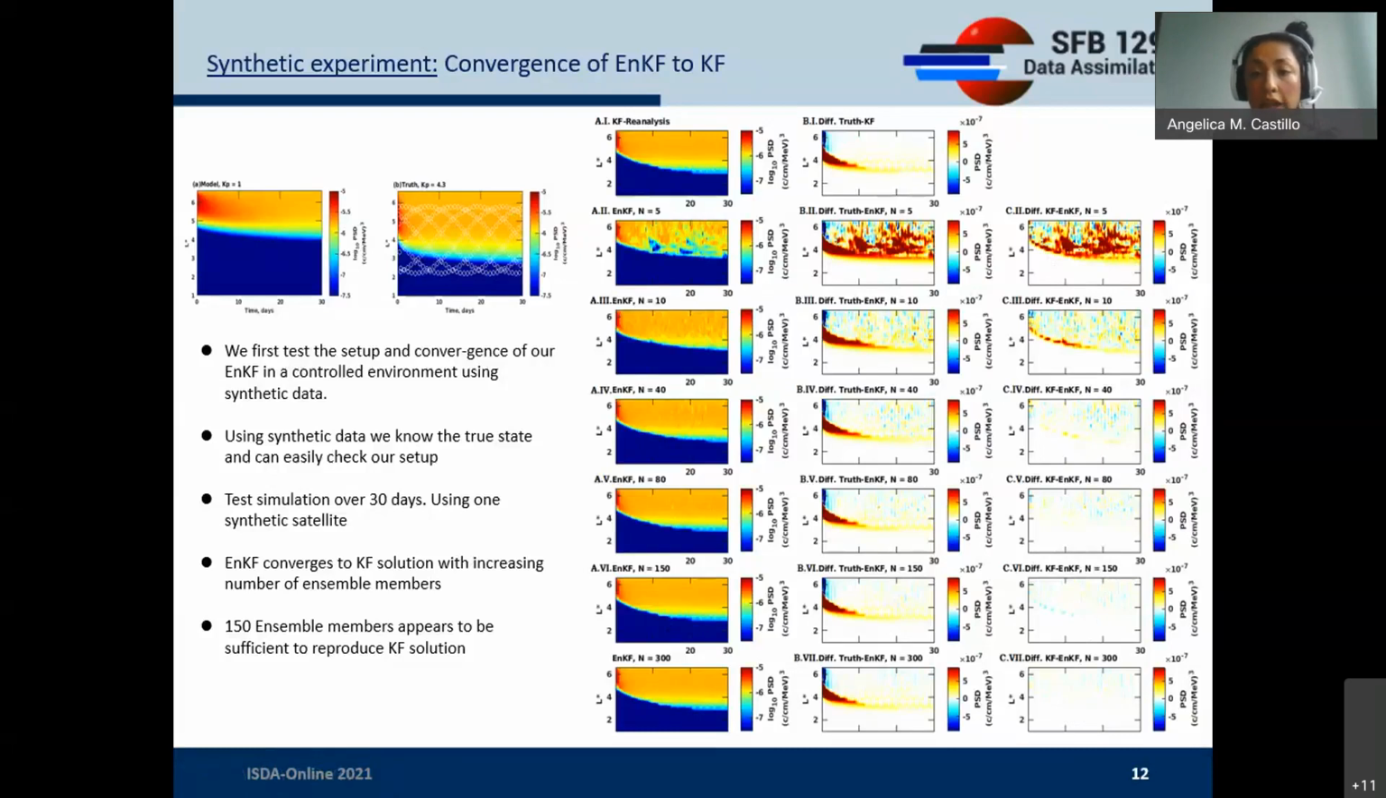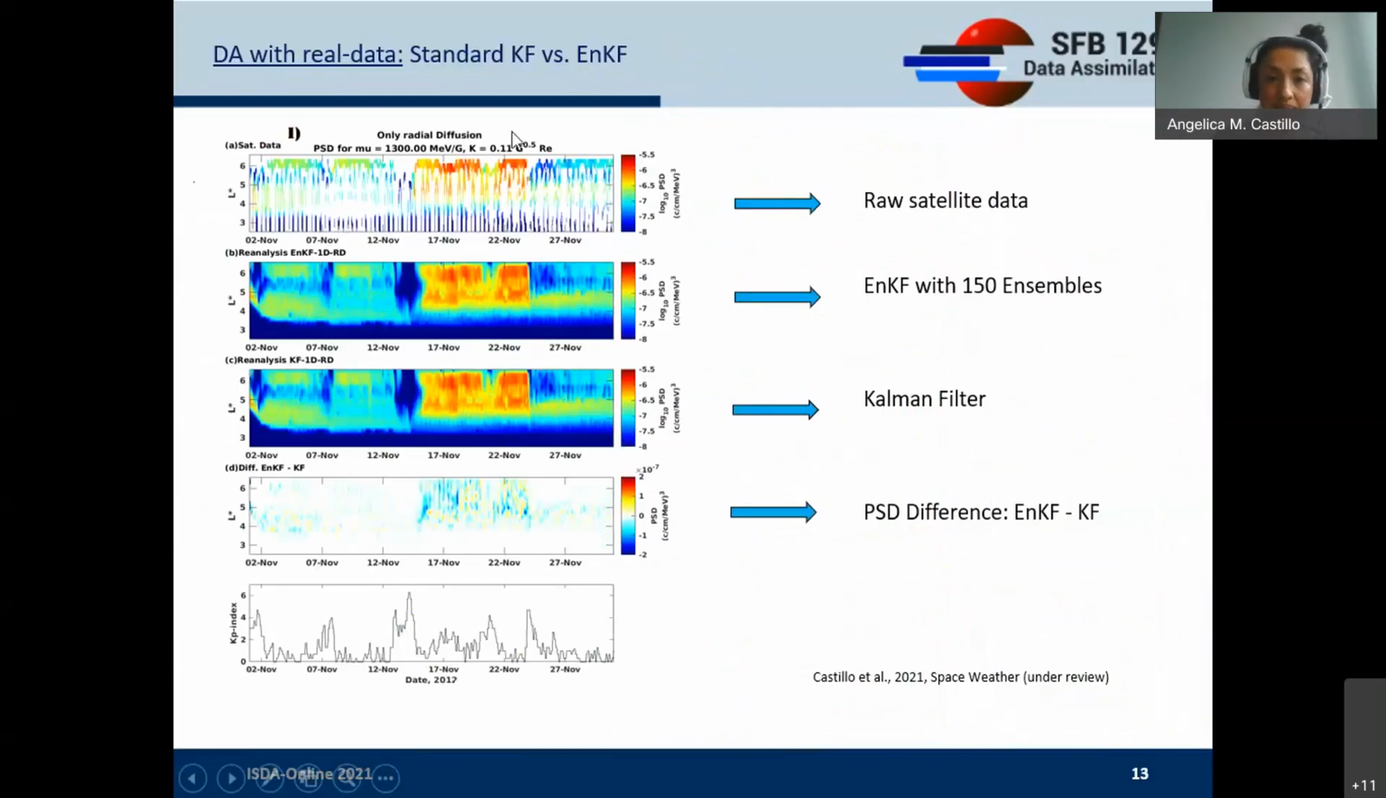And we went on and performed initial data assimilation with real satellite data. You can see that here in the upper panel is our satellite observations from 4 different satellites for the whole month of November in 2012. The second panel is the assimilation results using the ensemble, and the third is the results using the Kalman filter. And this is the difference between both assimilation results. And as you can see, the differences are pretty negligible.